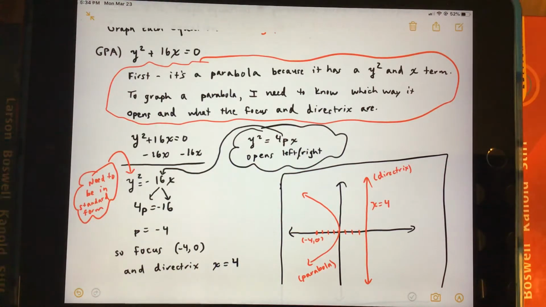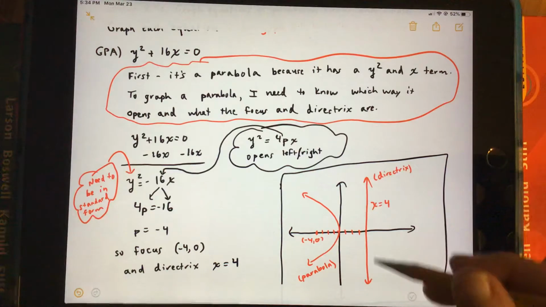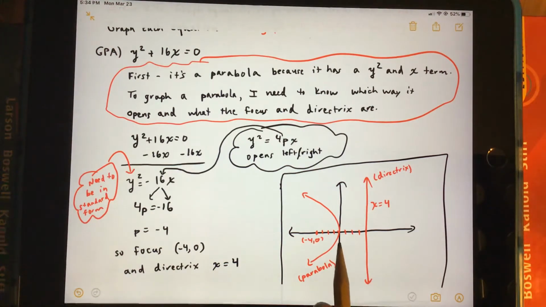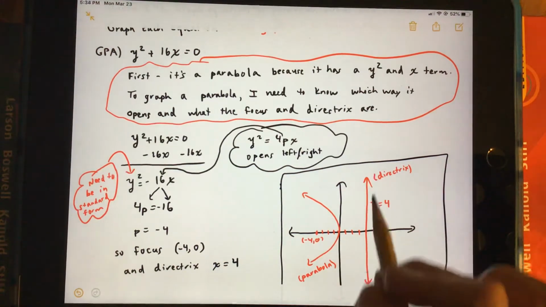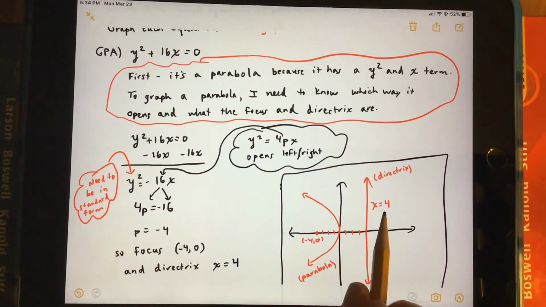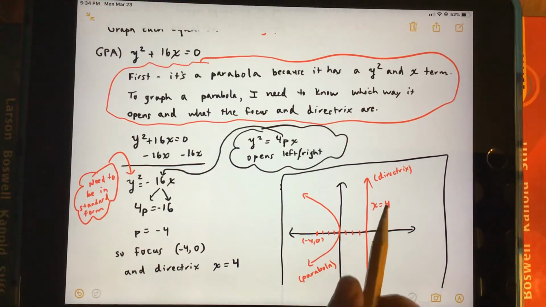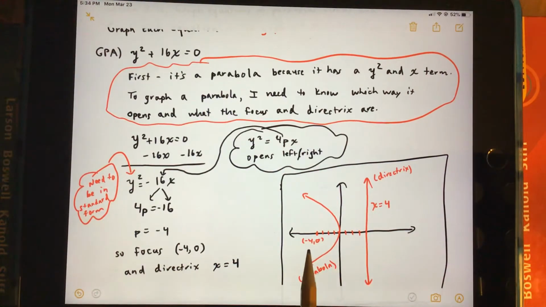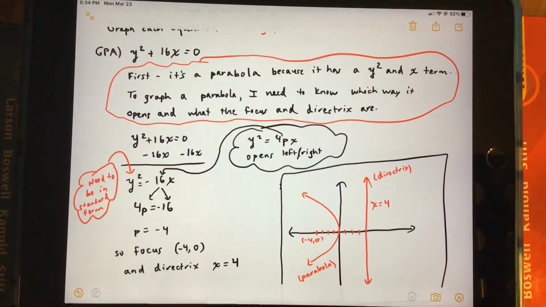Our directrix, of course, will be this vertical line that is the opposite of where that vertex is on the parabola. Remember that our vertical lines are described by an equation x equals a number, and that number 4 is going to be the opposite of our focus number. We always see that in our parabolas. The focus numbers and the directrix number for the equation is always opposite.